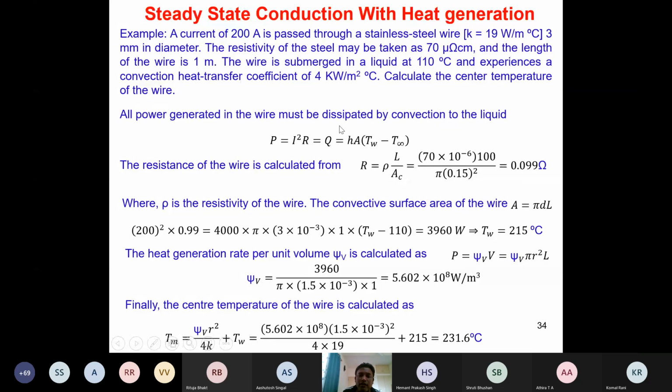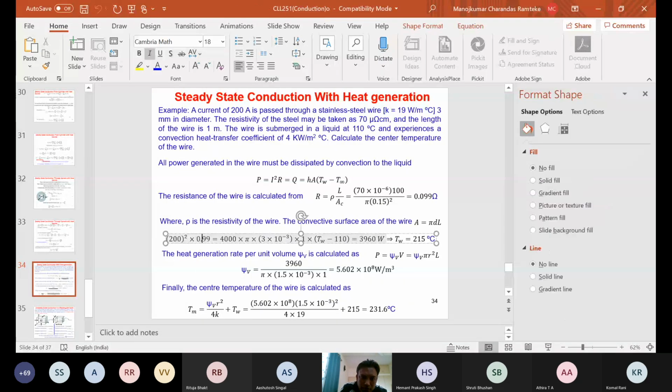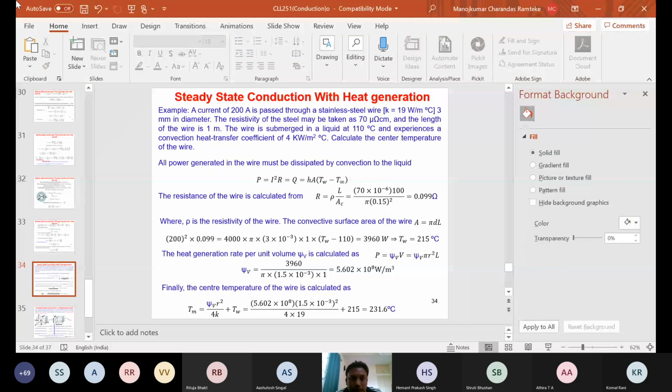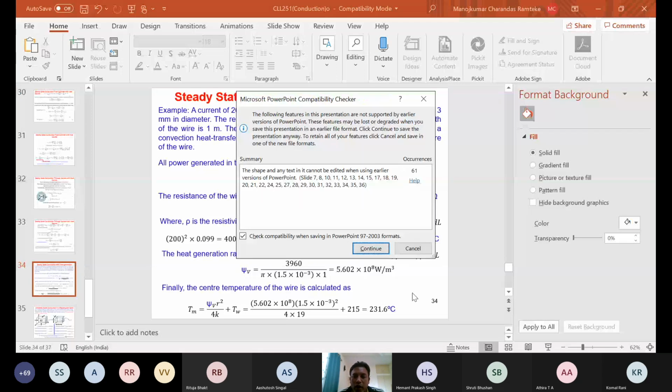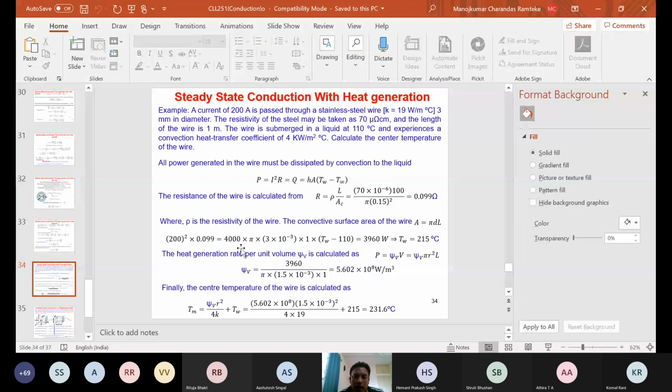And this resistance we can put in the equation of Q. By putting this resistance, I square R is calculated as 200 square into, just wait, I think I messed it up somewhere. Just calculate the value of R. Did I make some mistake here? Okay, I think now it is correct. So this becomes 200 square into 0.099, and that becomes Q.